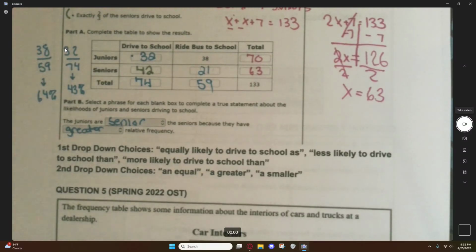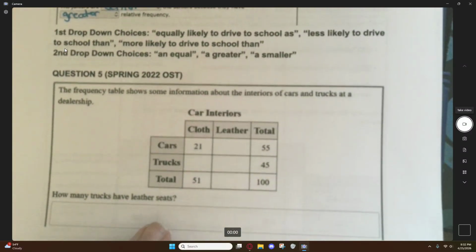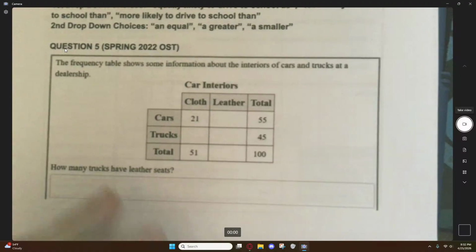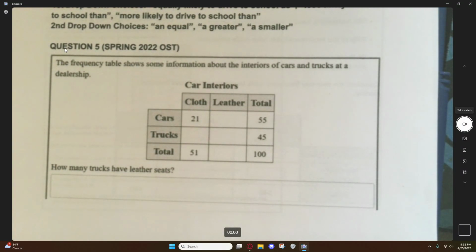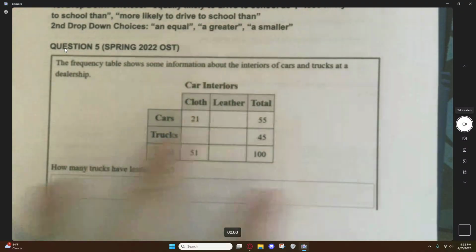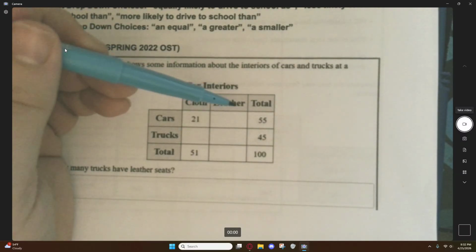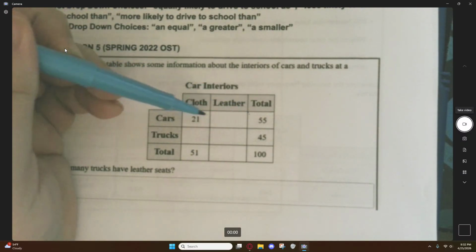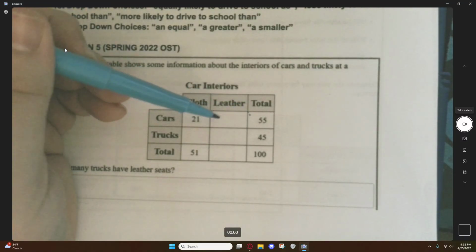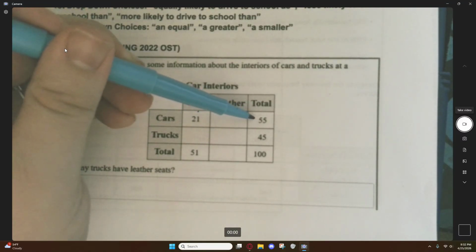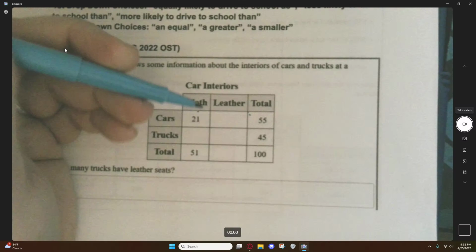Question 5. The frequency table shows some information about the interiors of cars and trucks at a dealership. How many trucks have leather seats? So they give us most of the table this time, which is great. We just got to fill it in. Remember, when we have a total and one of the digits, you can figure out what the other digit is by subtracting what you have from the total.